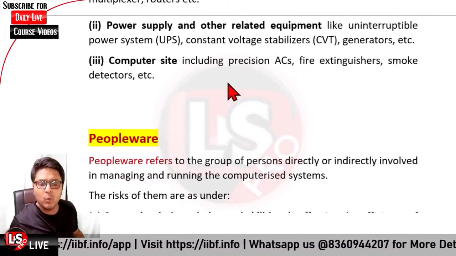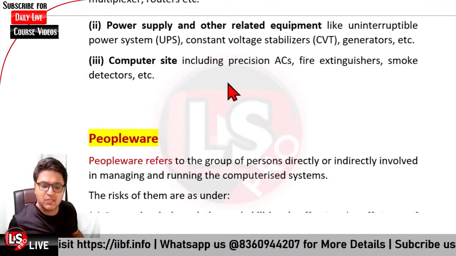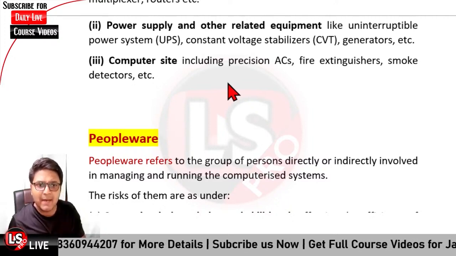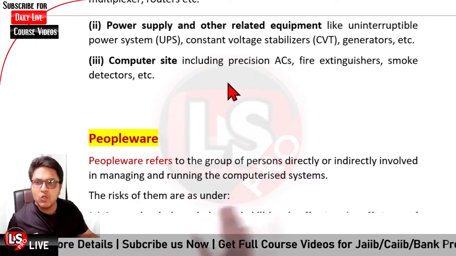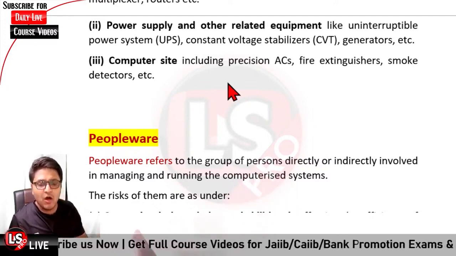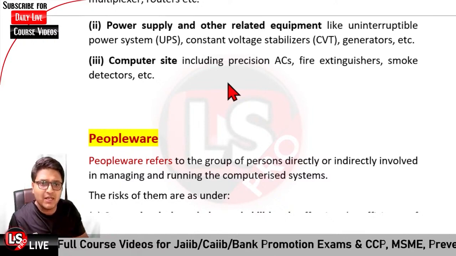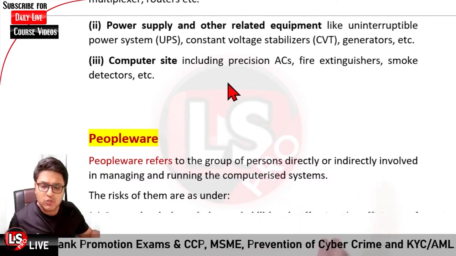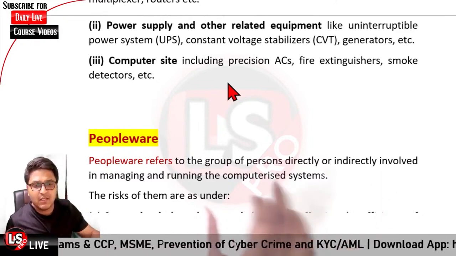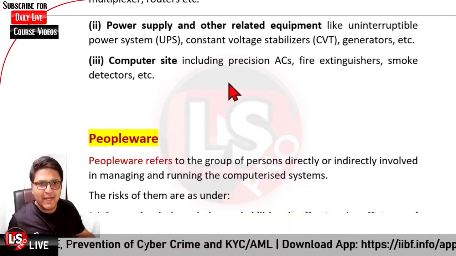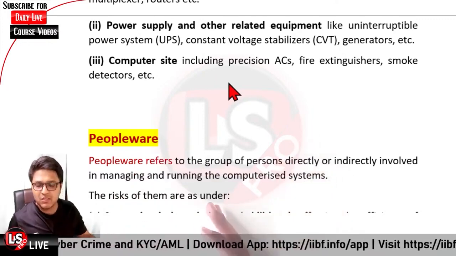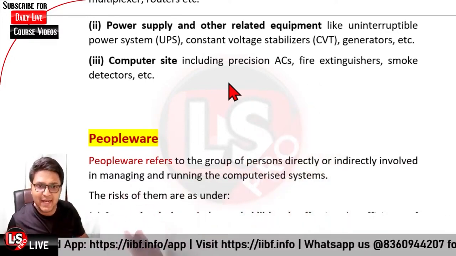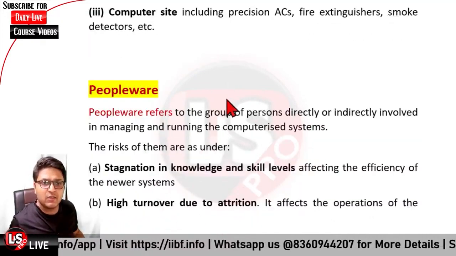Then it is regarding the peopleware. As I already told you, we will be discussing the term peopleware. Peopleware refers to the group of persons directly or indirectly involved in managing and running the computerized system. All the personnel dealing directly or indirectly with managing and running this hardware and computerized system are said to be peopleware. Whenever people are involved, there is some risk, because to err is human. There could be some intentional fraud, or some unintentional mistake on the part of the person dealing with the computerized system.